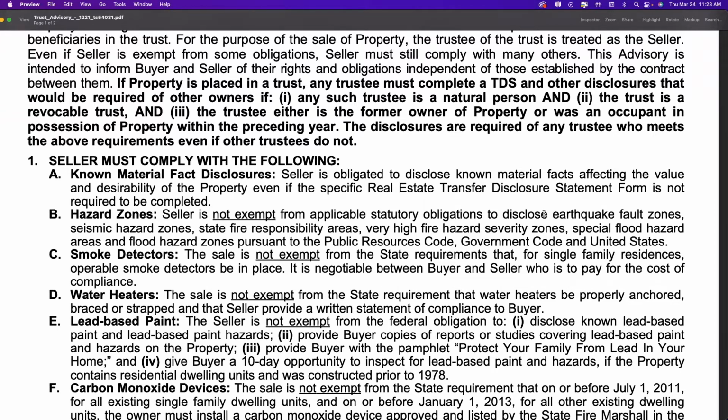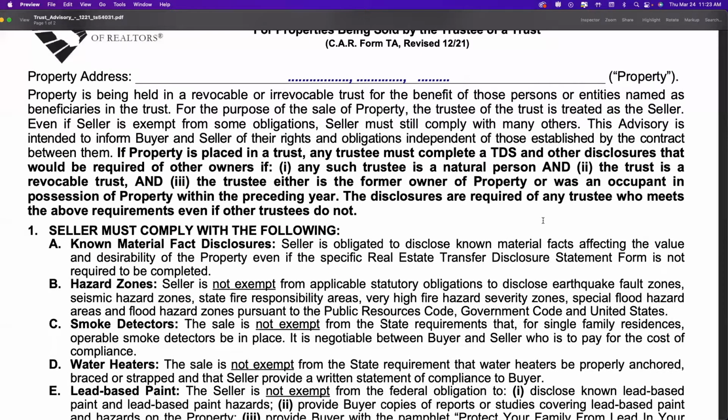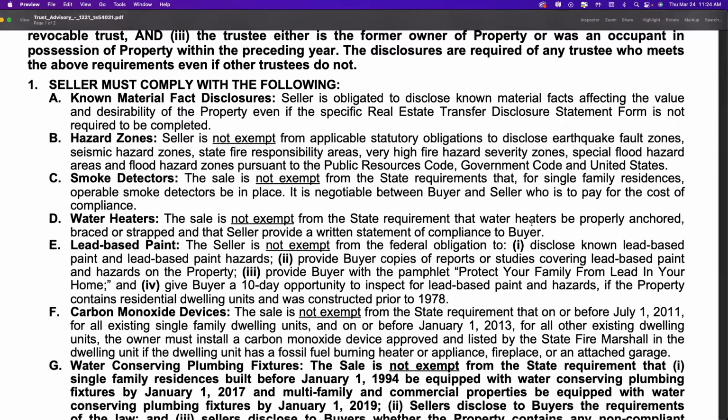Now, if, for example, I were the successor trustee, say it was the Richard Estrada Trust, and I was the successor trustee and I lived in the home, it was my principal residence prior to me becoming the successor trustee and me selling the property, I am then required, I would still include this form, but I am then required to complete a TDS and SPQ just like a regular sale. But if it is not my principal residence, then I just have to disclose things that I know. And the thing where I would do that would be in an exempt seller's disclosure form.